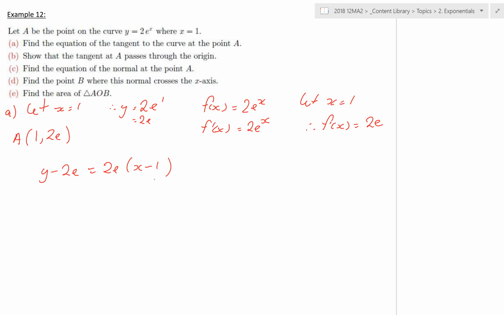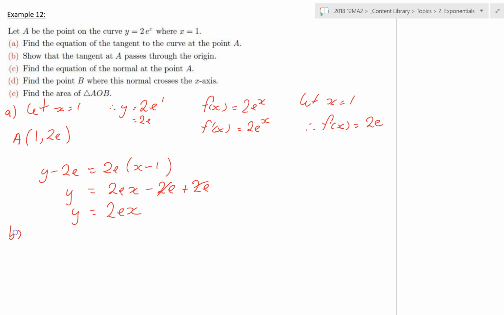We will expand this out and we will end up with something pretty tiny, I reckon. I'm going to say y equals, I'm going to bring that 2e over here in a moment. I'll get 2ex minus 2e plus 2e. So y equals 2ex. That is the equation of the tangent to that curve at point A. That's part A done. Wonderful.